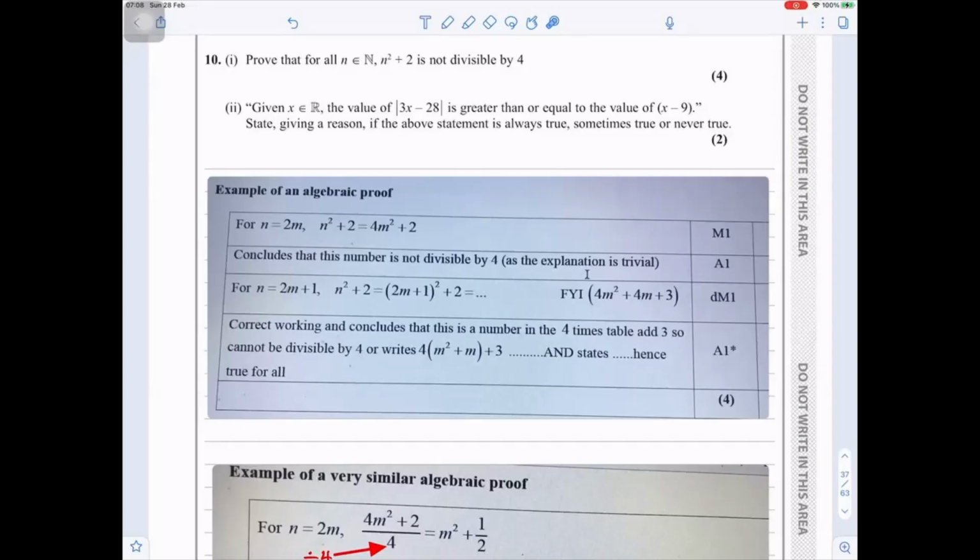For n equals 2m plus 1, n squared plus 2 would be (2m plus 1) all squared plus 2. And you have to have correct working, and you conclude that this number is in the 4 times table, add 3. So it cannot be divisible by 4. Or you can write it as 4 bracket m squared plus m, plus 3.